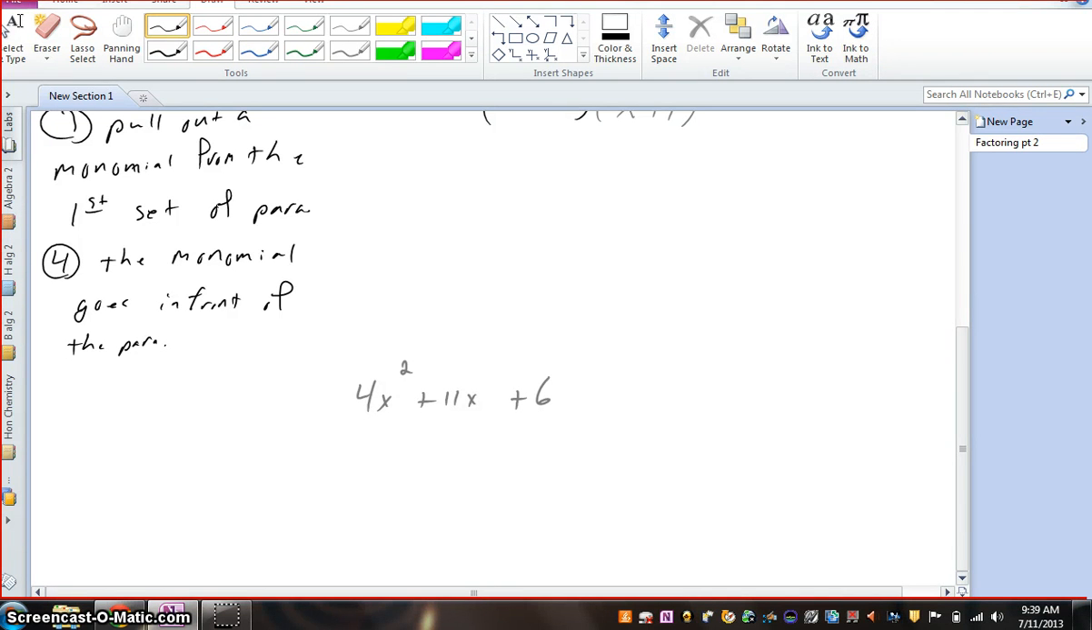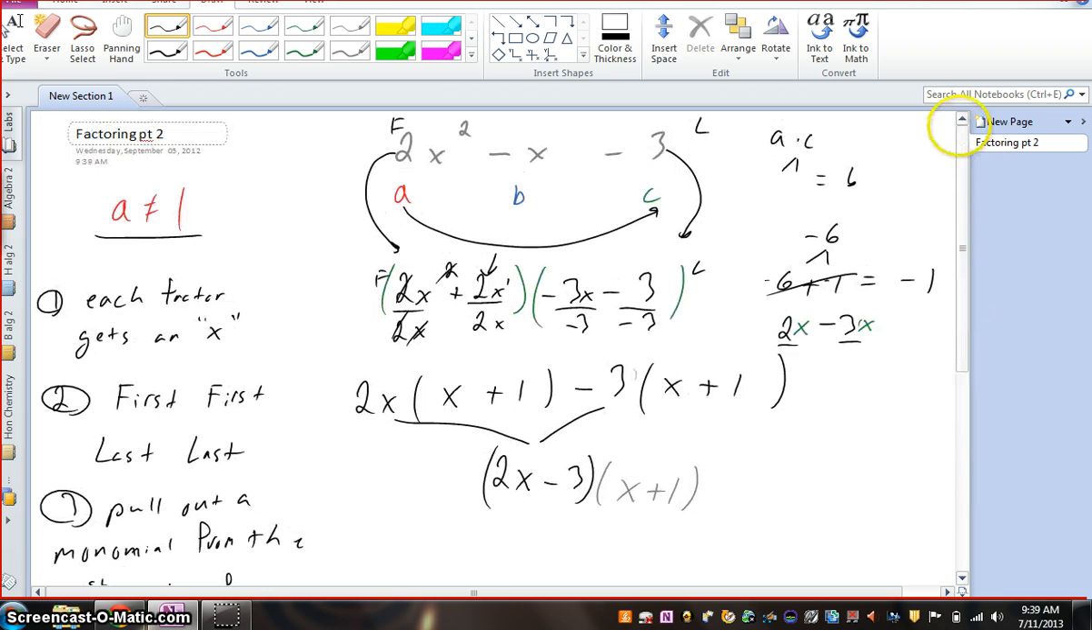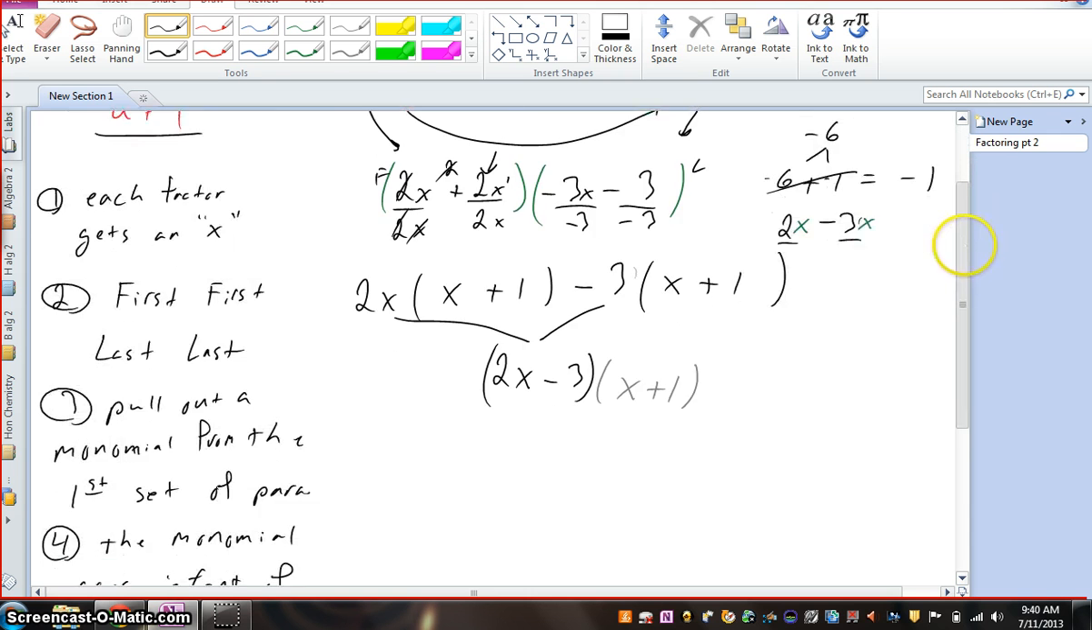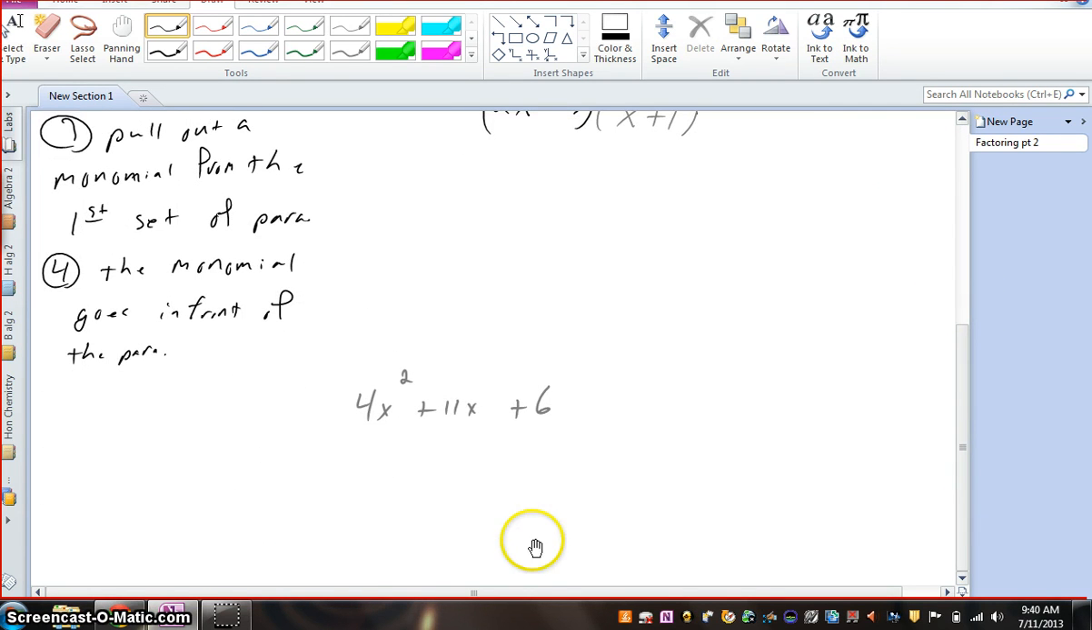Okay, so this video is going to pick up right back where we left off with the last video. What we're going to do here is continue learning how to factor when a is not equal to 1. This is the problem I did in the last video, and here are the steps again. I'm going to go through this one without as many interruptions.